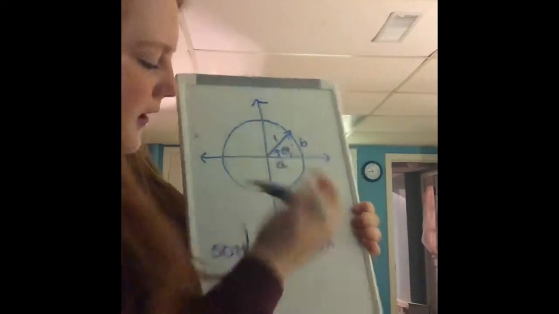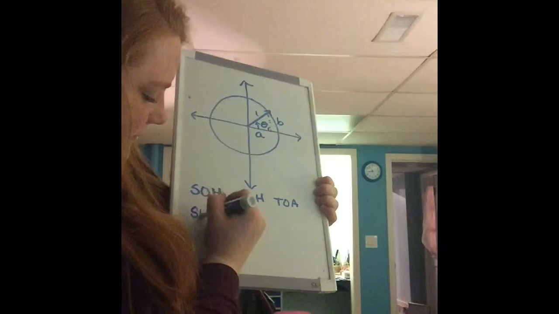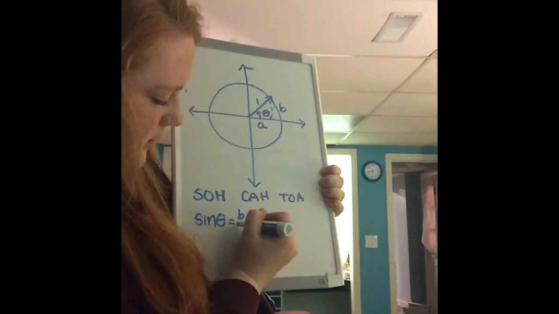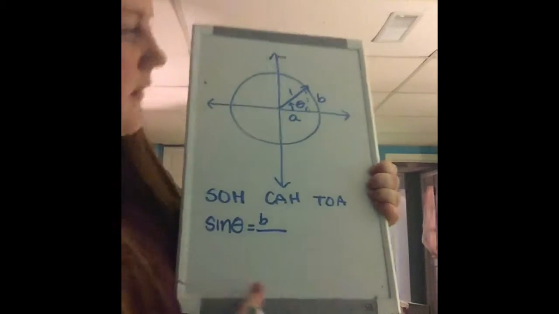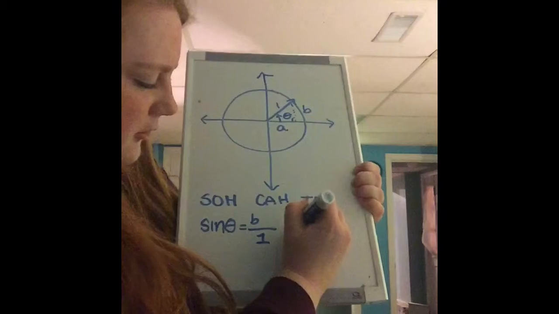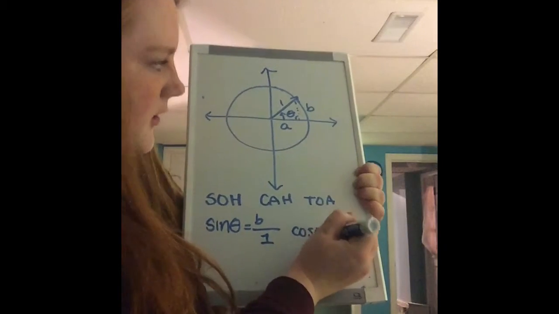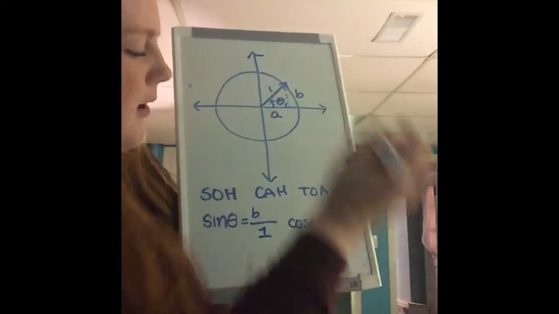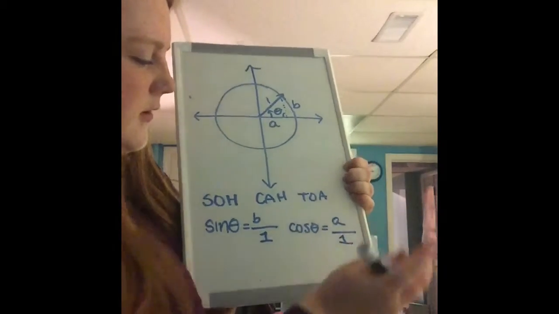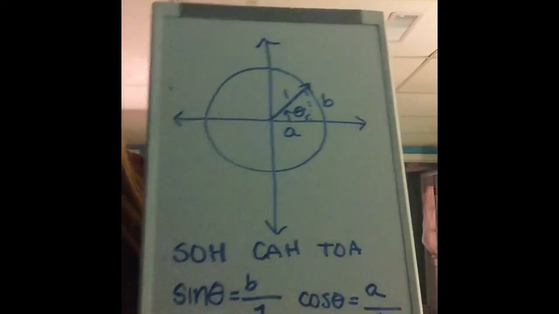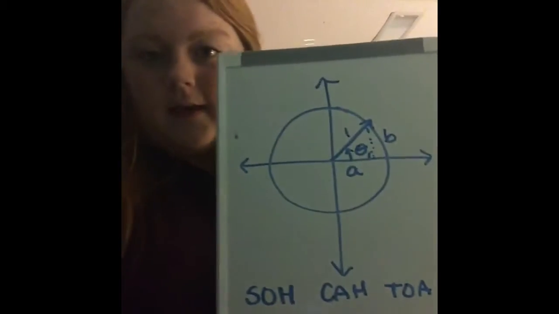Now that we have our hypotenuse, we can remember that sine of theta equals B, which is also the opposite, over the hypotenuse, which is 1. And the cosine of theta equals A, which is also the adjacent, over the hypotenuse, which is 1. So that's the basis of how to find sine and cosine. Now let's show you with a real example.